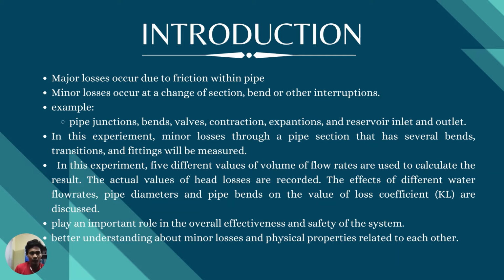So for introduction, major losses occur due to friction within the pipe, while minor losses occur at a change of section, bend or other interruption. For example, pipe junction, bends, valve, contraction, expansion, inlet or outlet. In this experiment, minor losses through a pipe section that has several bends, fittings will be measured.